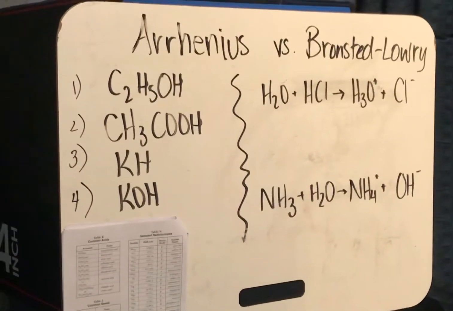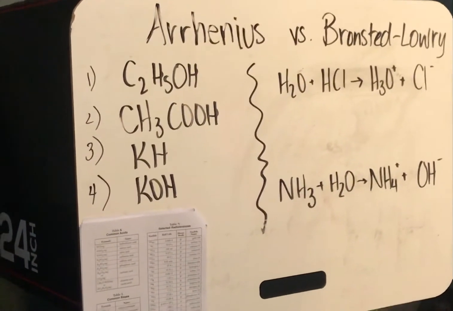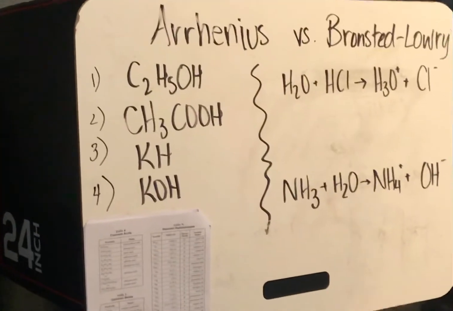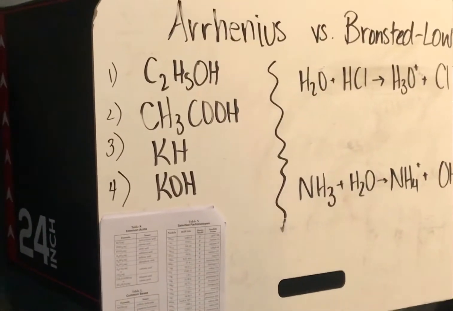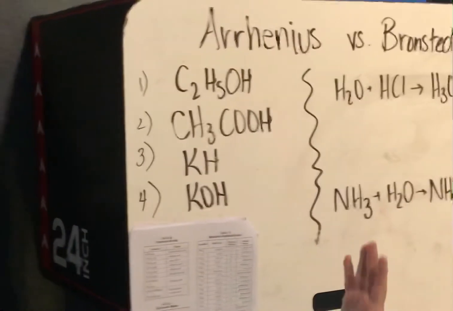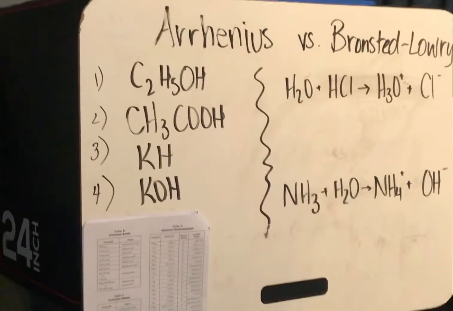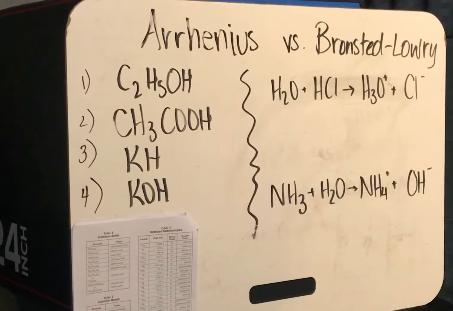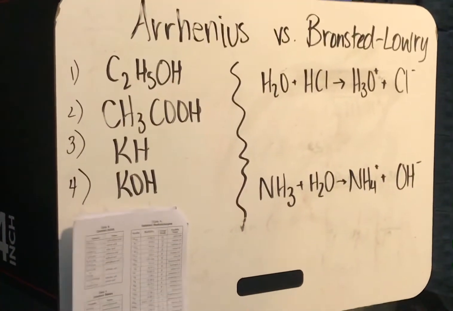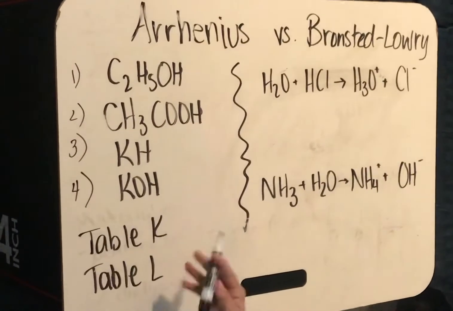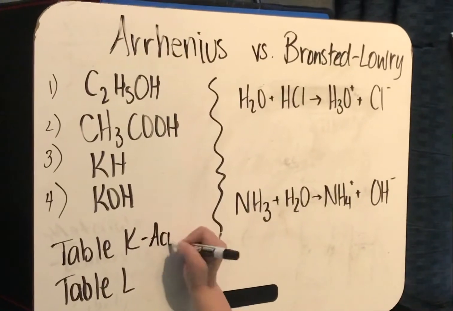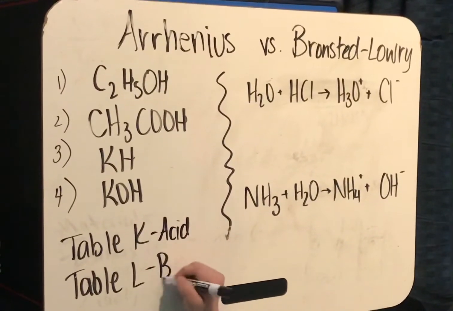One of the things that was asked about on Thursday's assignment was the difference between Arrhenius and Bronsted-Lowry acid bases. So it's sometimes just the way that it's asked in a question. Arrhenius acids might be like, which one of these four is an Arrhenius acid? So what I want to tell you is anytime you're asked about Arrhenius, whether it's an acid or a base, you need to come to table K and L. Table K is the Arrhenius acid table, and table L is the Arrhenius base table.